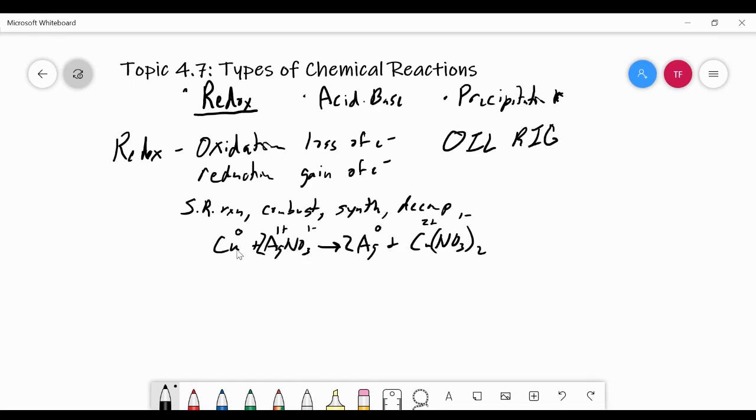So you'll notice that in this single replacement reaction, we had an element by itself that became bonded in a compound. It must have changed its charge in order to do that. Same thing with another element that was in a compound and went by itself. Now it has to have changed its charge in order to do that. So single replacement reactions are always redox reactions. Combustion is always redox. Synthesis and decomposition, always redox.